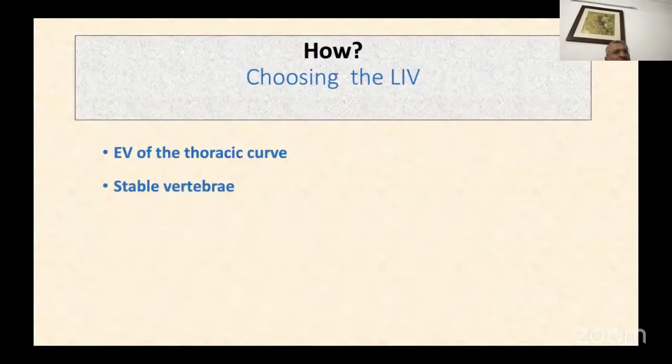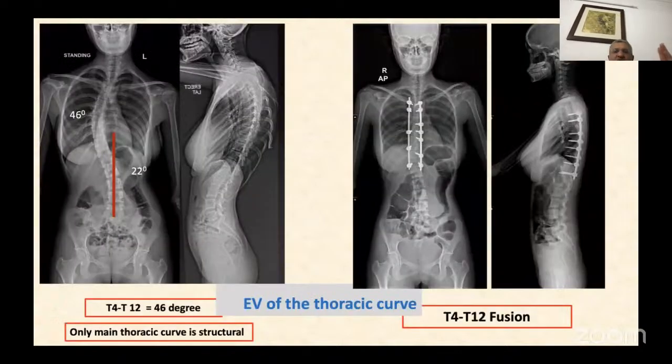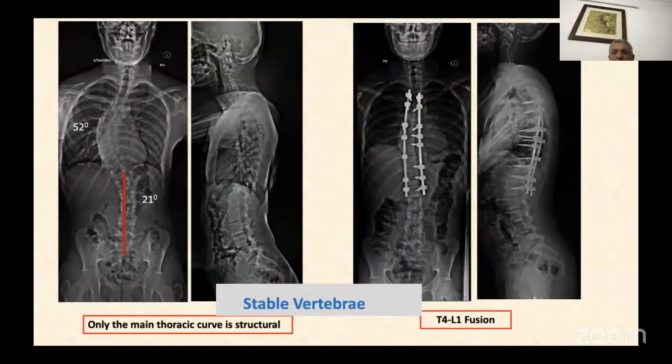Then the difficult part is choosing the LIV. You've got two options when you do a selective thoracic fusion. You can choose the end vertebra of the thoracic curve. Therefore, here T4 to T12 is the main curve. You choose the end vertebra of the thoracic curve. That is one option. However, especially in the type C curve, studies have shown that there are higher chances of adding-on, higher chances of problems when you choose the end vertebra as the LIV.